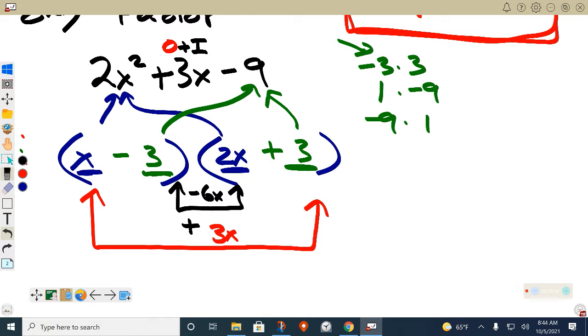Do they? It's negative 3x, huh? I need a positive 3x, but if I add these up, I get a negative 3x. Sorry. So I've got to do a little adjusting, tweaking.